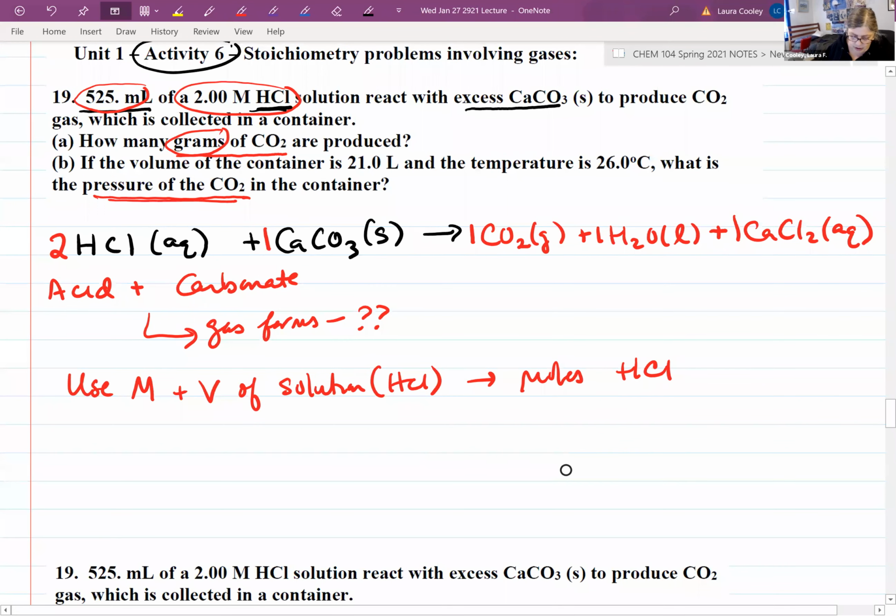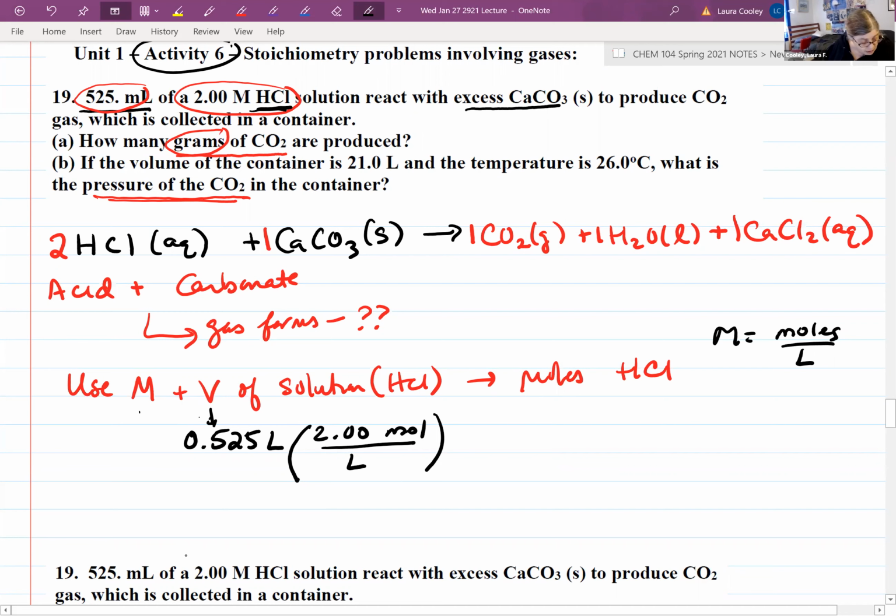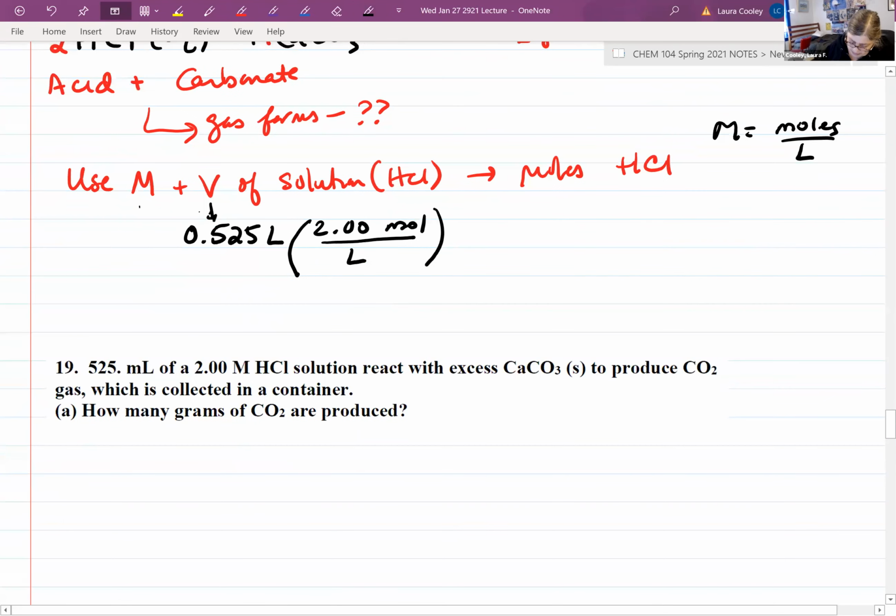So you're going to go from the molarity and the volume. How do you do that? Well, you have to convert the volume to liters. Then you're going to use the fact that molarity is moles per liter. So it's 2 moles per liter. You multiply that out. I was supposed to do that under here, but it doesn't matter. And so this comes out to 1.05 moles of HCl.